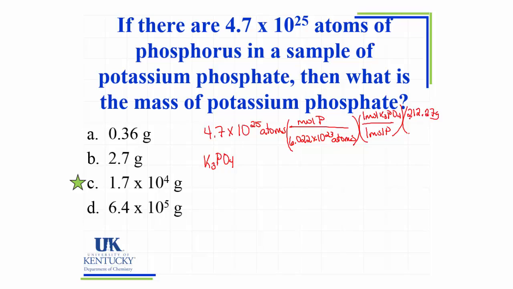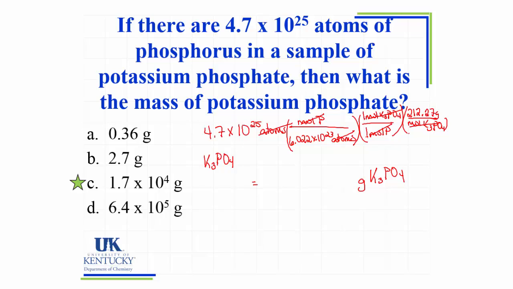And again, what I'm doing is looking at my units, because what I see is that atoms cancel with atoms, moles of phosphorus cancel with moles of phosphorus, moles of potassium phosphate cancel with moles of potassium phosphate. Now, the units I'm left with are grams of the potassium phosphate. So now I just need to do my calculation. So I take 4.7 times 10 to the 25th times 212.27 and divided by 6.022 times 10 to the 23rd, because all of my ratios here were with the value of 1, so they're not affecting the mathematical answer.